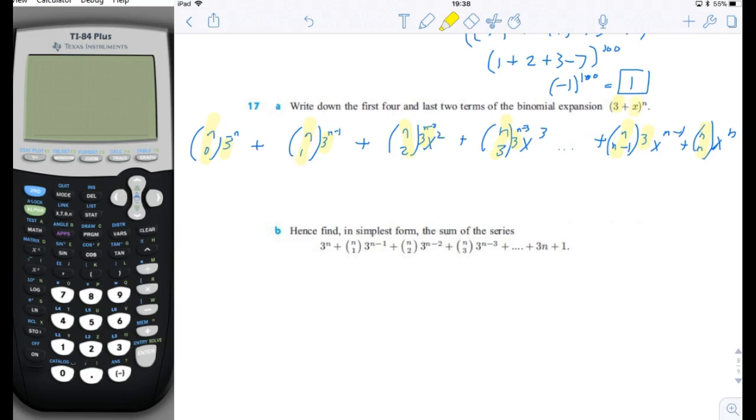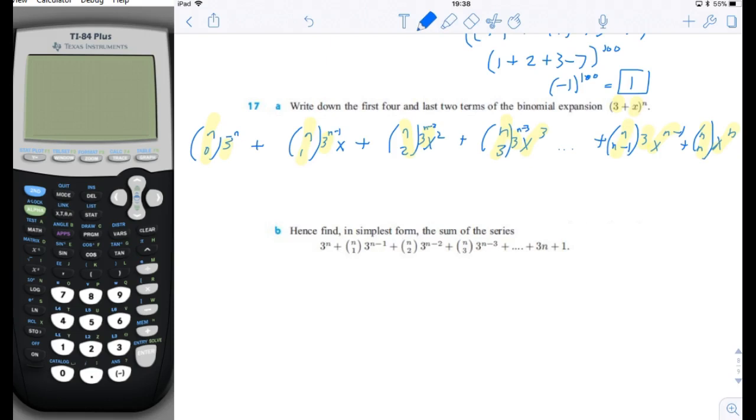Last of all, the b term is x, so the first term has x to the 0, the second term has x to the first, the third term has x squared, the fourth term has x cubed, and then the second to last term has x to the n minus 1, and the last term has x to the n, right?